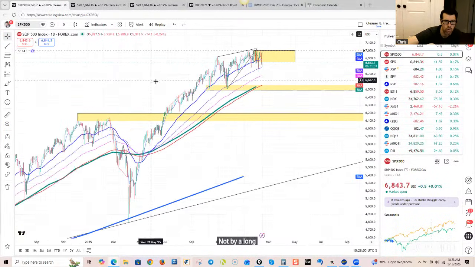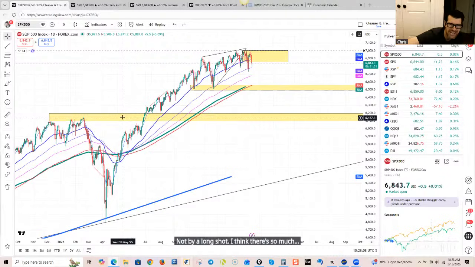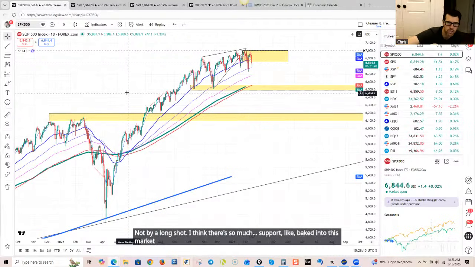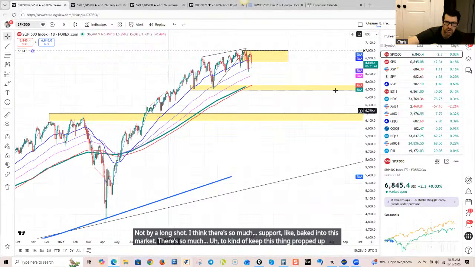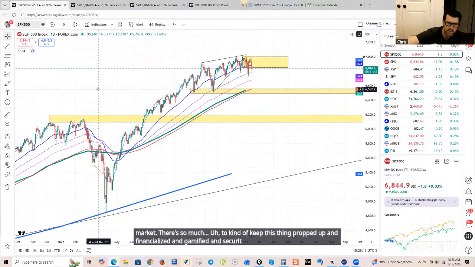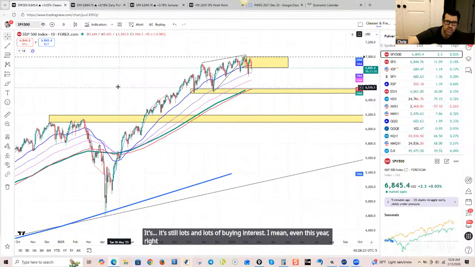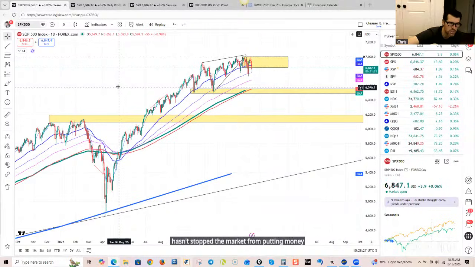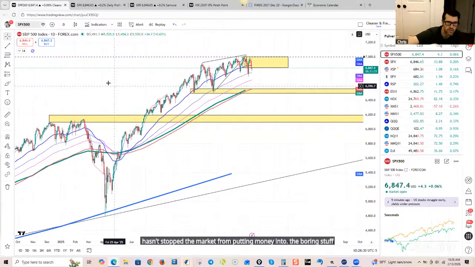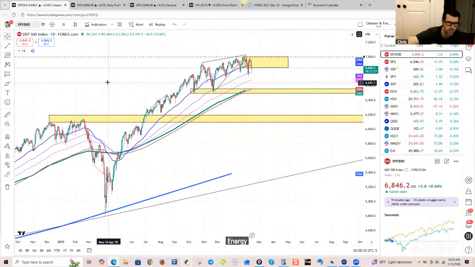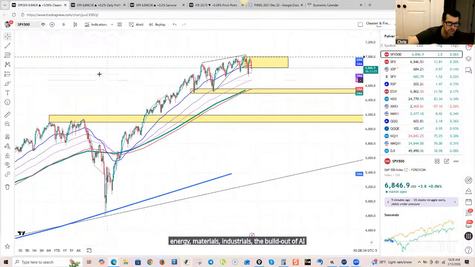I think there's so much support baked into this market. There's so much to keep this thing propped up and financialized and gamified and securitized. There's still lots and lots of buying interest. Even this year, the deleveraging in tech hasn't stopped the market from putting money into the boring stuff: consumer staples, energy, materials, industrials, the build out of AI. That's been the big rotation this year.